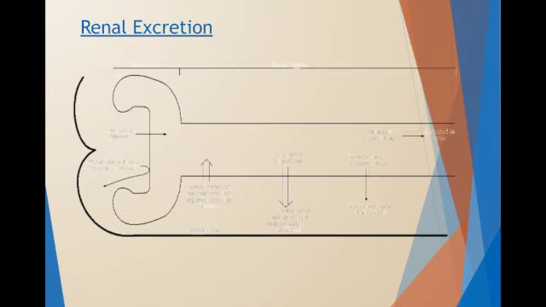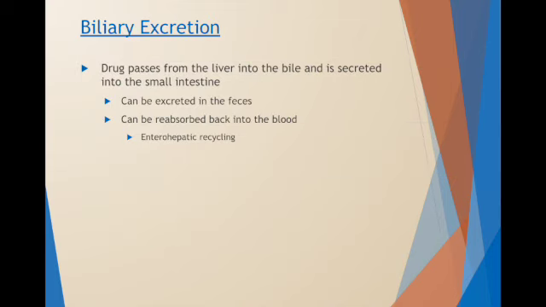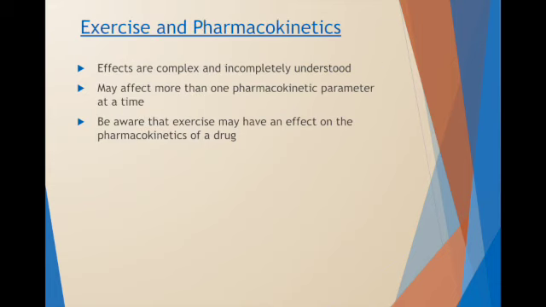This is an example of a nephron and renal tubule with drug moving out into the urine. Biliary excretion is when the drug passes from the liver into the bile ducts, and then is secreted into the GI tract, the small intestine, and out in the feces. And exercise will actually affect pharmacokinetics in some ways.